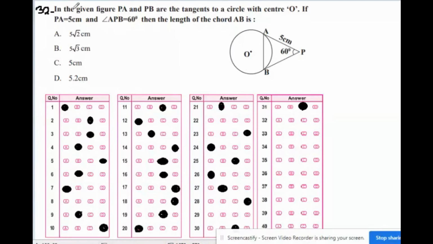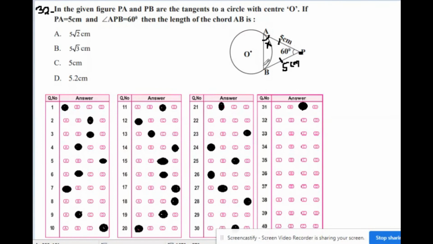D. 32nd question. In the given figure, PA and PB are two tangents with center O. If PA is 5 centimeters and angle APB is 60 degrees, then find the length of the chord. So we are going to find the length of the chord AB in this problem. Clearly, triangle APB is an isosceles triangle. Am I right? Because tangents drawn from an external point of a circle are equal. This is 5 centimeters. Obviously, this will also be 5 centimeters, and it is an isosceles triangle.